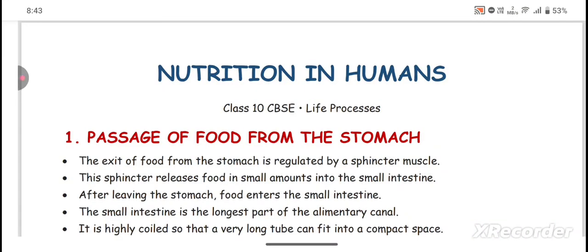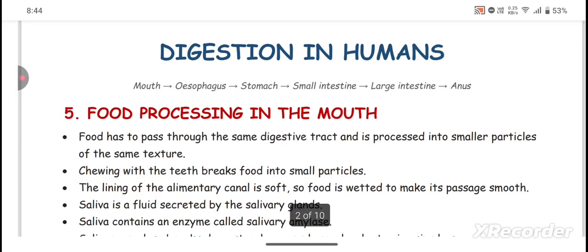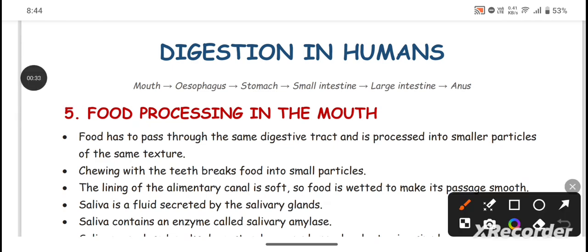In this lecture, we are going to discuss nutrition in humans, and this is one of the topics from the chapter Life Processes, Class 10 CBSE. Let's start today's lecture. Human beings and other animals have a heterotrophic mode of nutrition in which they depend upon plants and other animals for their survival. So how does digestion happen in humans?